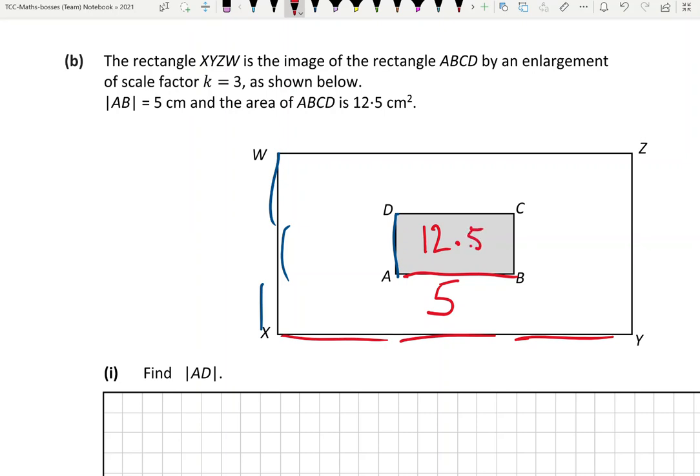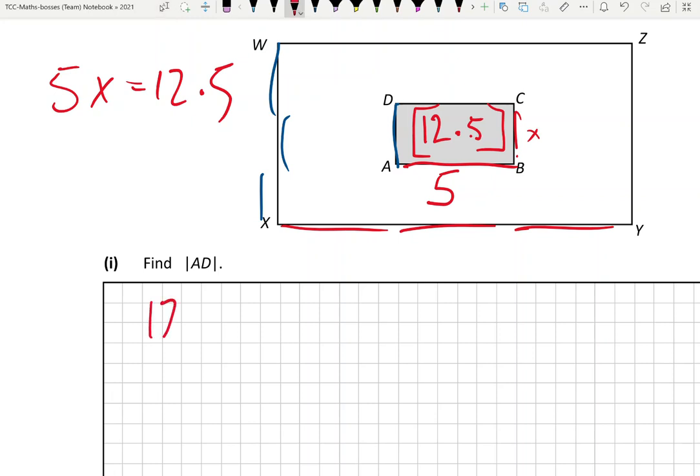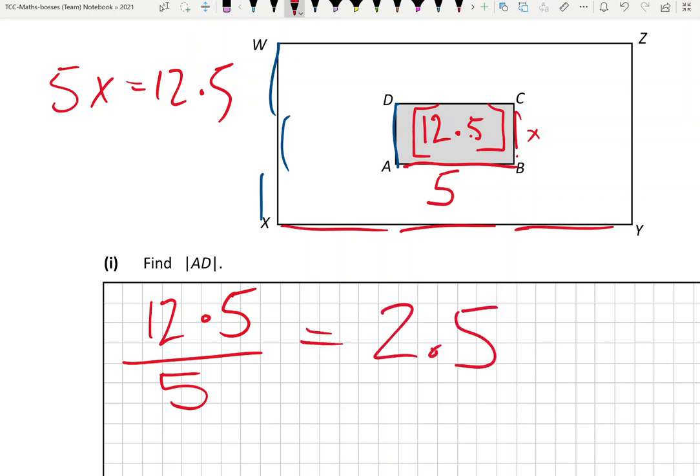Okay, we often put square brackets to show that something is an area. So we know the formula for area would be 5 multiplied by distance CB, or distance x if we call it x. So we know that 5 multiplied by x is equal to 12.5. So our strategy is to use dividing, okay, to find AD. So we're going to divide 12.5 by 5, and we get 2.5 on the calculator when we do that. So now we know this x is now 2.5.